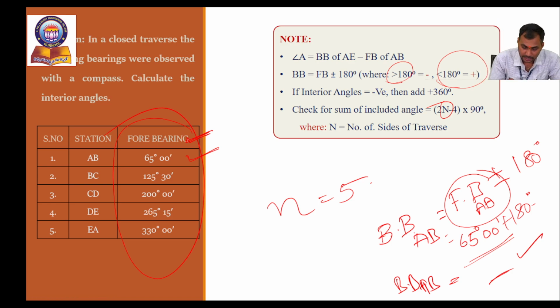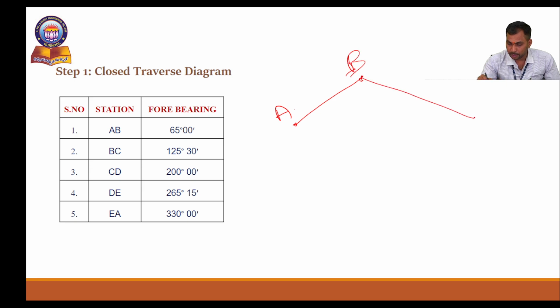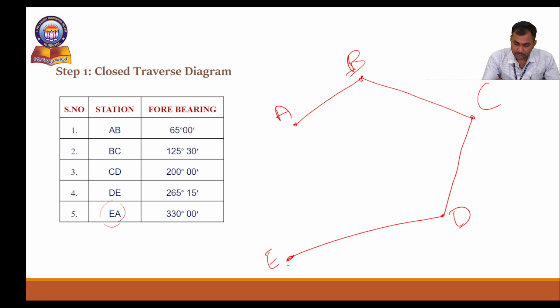Okay, my dear students, right? Before calculating all these things, the first step is that we have to draw a diagram. This type of diagram is called a closed traverse diagram. Closed means if we start at point A, we move slowly to point B, next from B to C, next C to D, next D to E, and finally E to A.